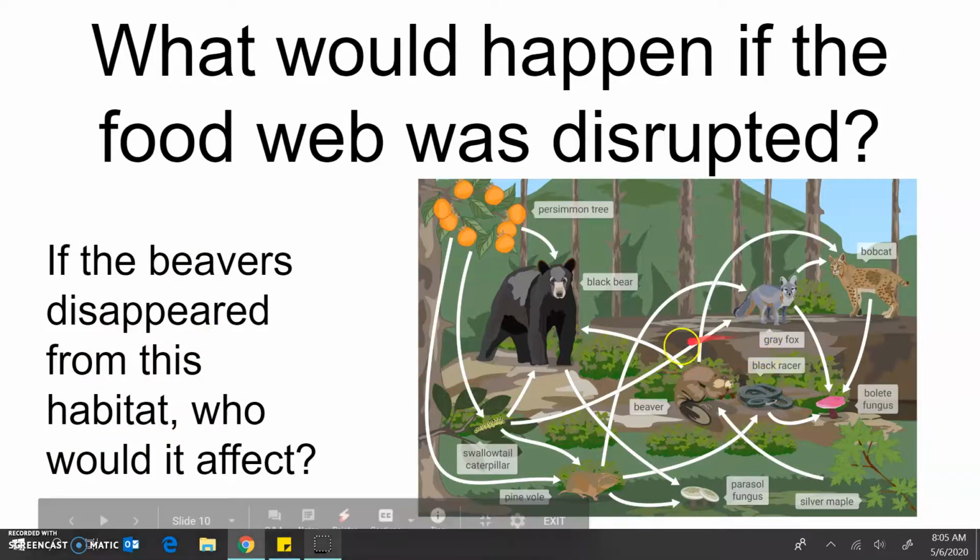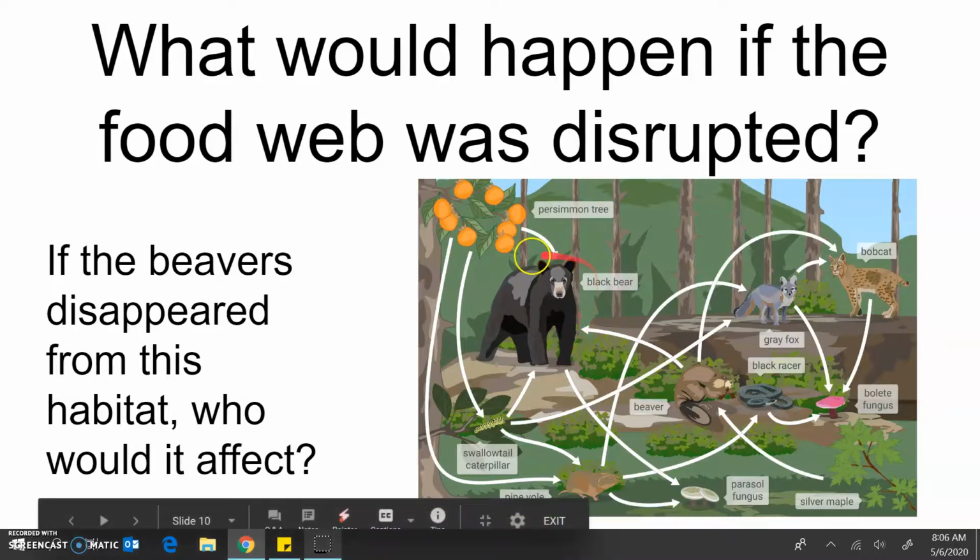So let's take a look at this beaver, right? He's kind of in the middle as far as the food chains and food webs are concerned. And any arrows that lead to another animal, like the bobcat and the bear, would be affected. However, the animals or the creatures or the plants that he eats would be affected as well. If this beaver isn't here to eat the silver maple tree, then maybe that silver maple tree will grow too much. There'll be too many saplings. It will throw off the balance of that ecosystem.